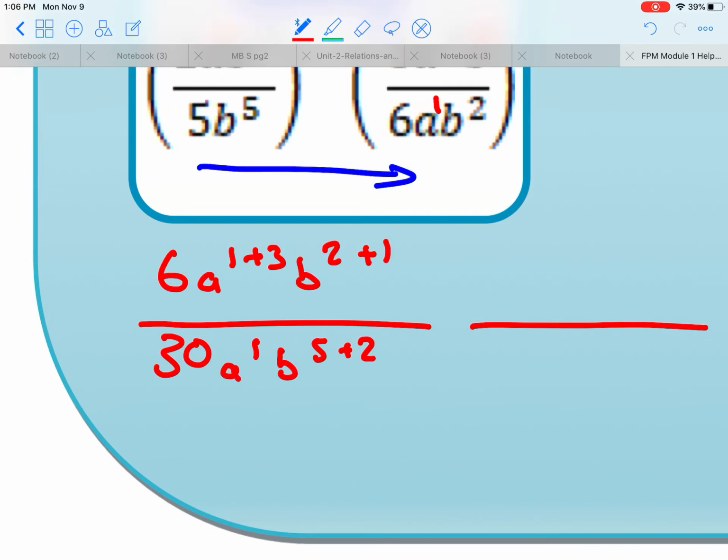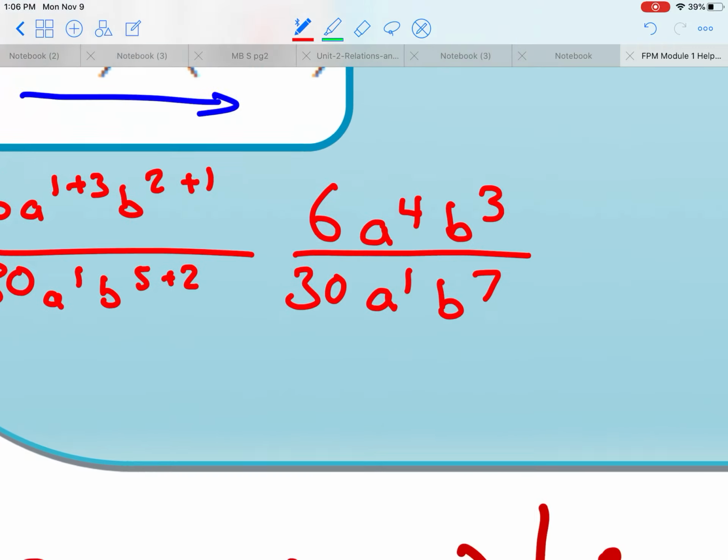All right, next thing is clean it up. It's too messy. 6 and 30. Who cares about the numbers? We'll worry about that later. The variables, or the letters, are going to be A4, B3, A1, B7.